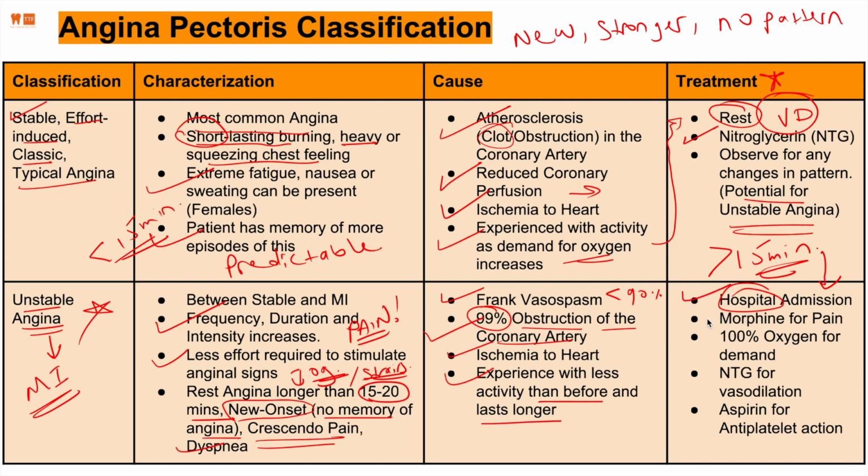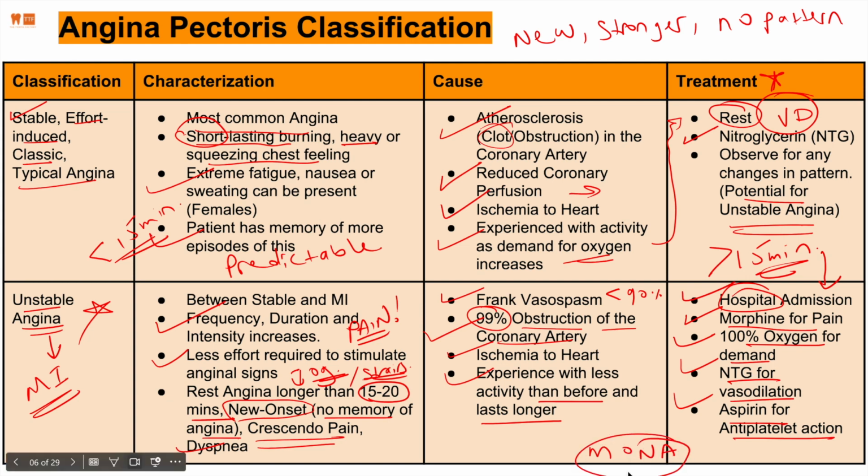And of course, we treat it in hospital as an admission of patient, and morphine for the pain is given. 100% oxygen is given through nasal hood. We must supply oxygen to this patient, and then nitroglycerin for vasodilation and aspirin for antiplatelet. Now, these are all new, right? But this is how we remember it, MONA. Whenever we're talking about unstable angina or myocardial infarction, we have morphine, oxygen, nitroglycerin, and aspirin. Now, why are all of these taken? We'll look at it in the pharmacology section of the lecture. So far, let's just discuss the classification.